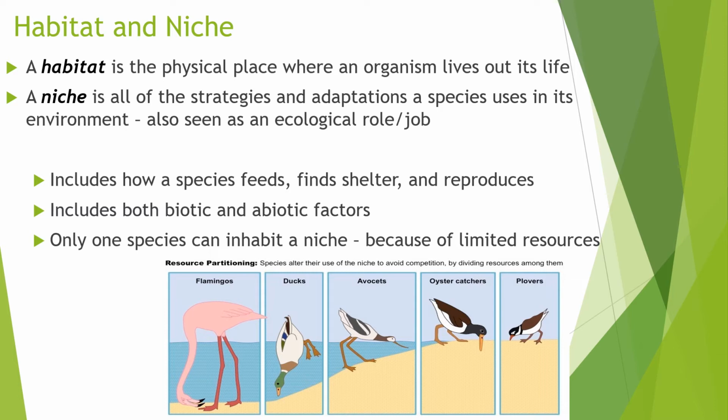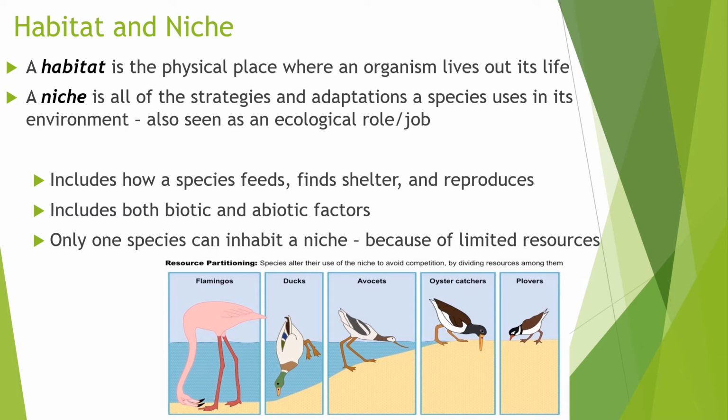The image below shows an example of niches through resource partitioning. So species alter their use of the niche to avoid direct competition by dividing the resources among them. The image shows a bunch of various species of water birds. The flamingos, being on the far left, have a very specific niche because they eat vegetation and materials off of a deeper waterbed source. So the plovers on the far right can't reach those areas, so the flamingos get to have an all-you-can-eat buffet of that area without competing with others.